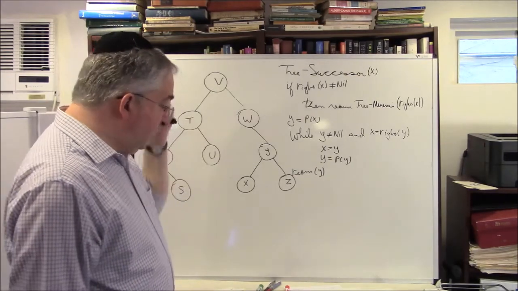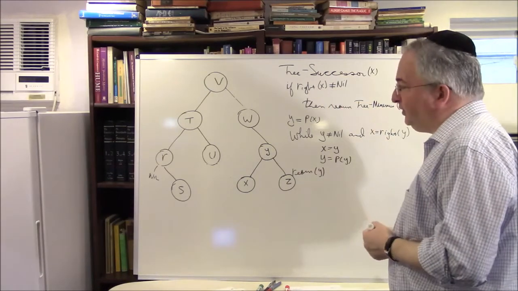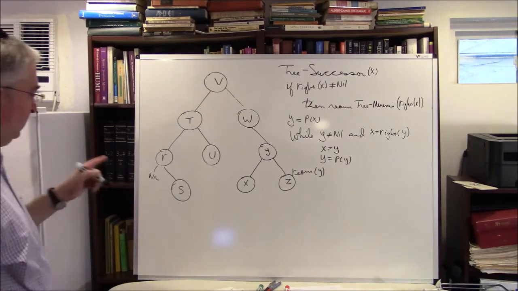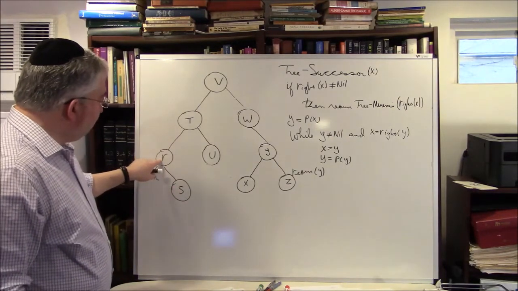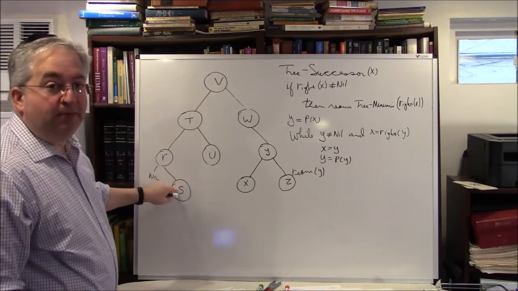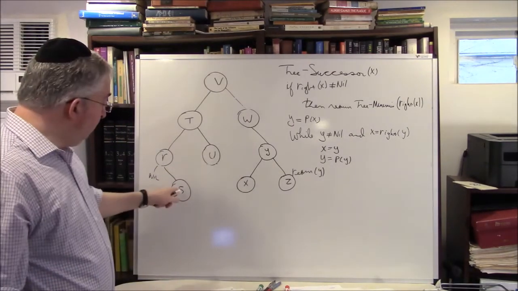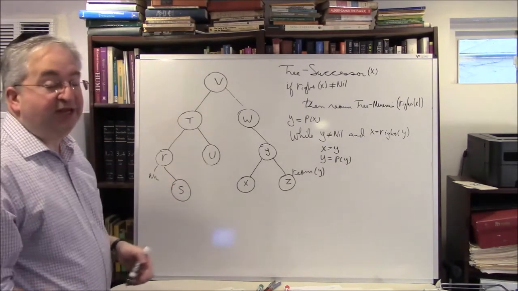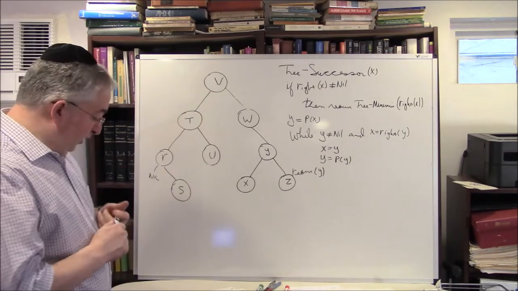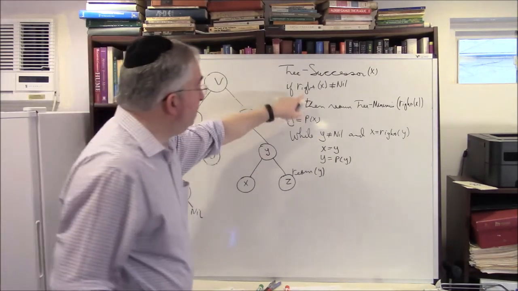Okay? Now, it gets interesting when this fails, when right of x is equal to nil. For example, let's do this. The successor of r is very simple. You look to the right and you look who the minimum of it is. The minimum of this little tree is s. It's one tree, so the minimum is s by itself. So the successor of r is s. But it gets more interesting when I ask you what's the successor of s. Let's see why. Because his right is nil, so we can't do this, and so we have to go here.